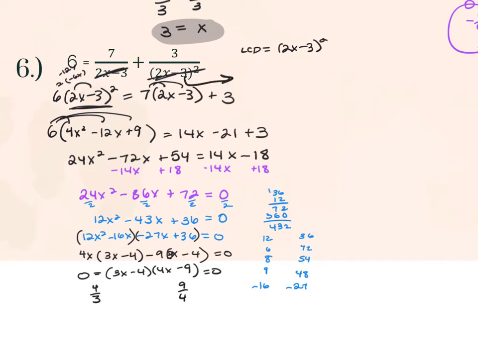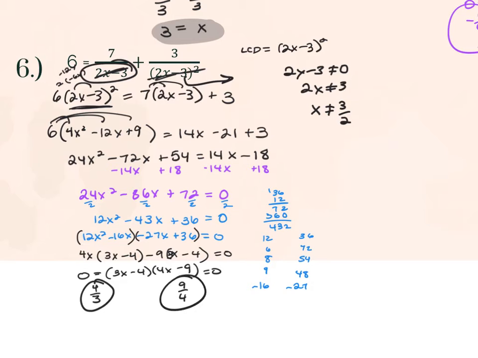If you want to check here, I could have just taken 2x minus 3 and said this can't equal 0. 2x can't equal 3, and x can't equal 3/2. So that's what I would have ruled out, which means both of these are fine.